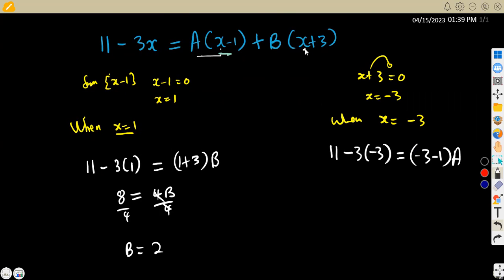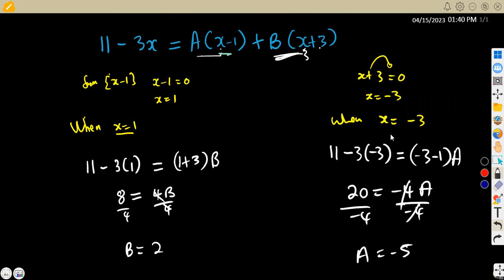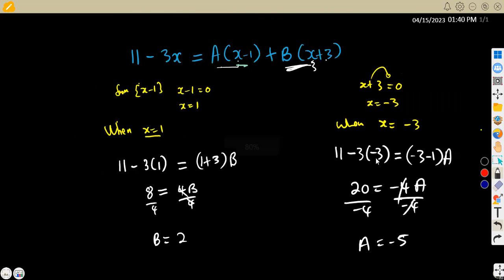Here we've got minus 3 plus 3. If we substitute minus 3, that's a 0, so we have nothing left: 0 times b, that's a 0. So let's simplify 11 minus minus 3 times minus 3. If you simplify properly, that will be 20, which is equal to minus 4a. Divided by negative 4 on both sides, a is going to be equivalent to negative 5. So we have the value of a and also the value of b.